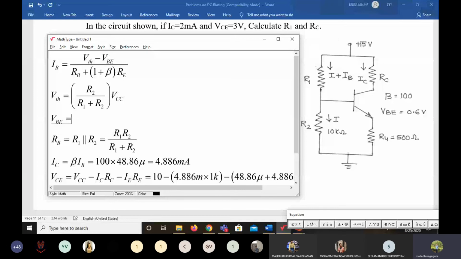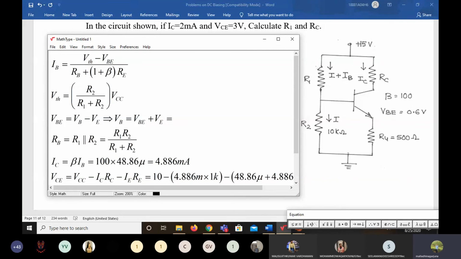VBE equal to VB minus VE. So that implies VB, the base voltage, is equal to VBE plus VE. What is VB? VB is nothing but VThevenin only. What is VThevenin? The voltage drop across R2 only, no? VThevenin is the voltage drop across R2. So VB is nothing but VThevenin.